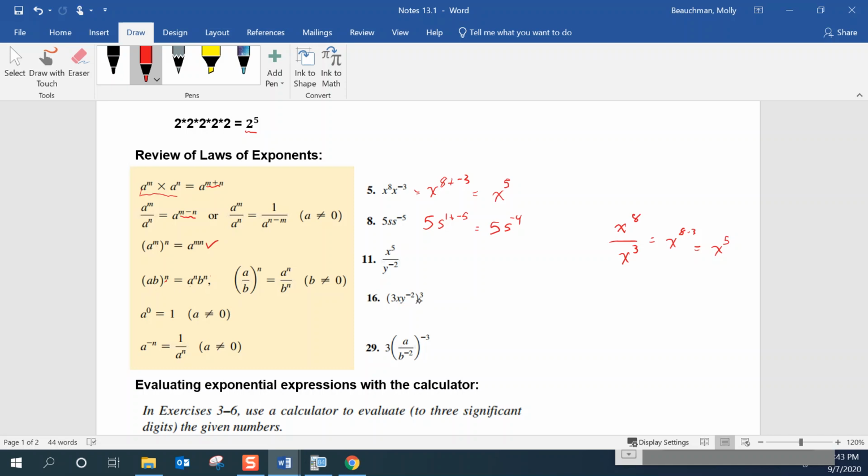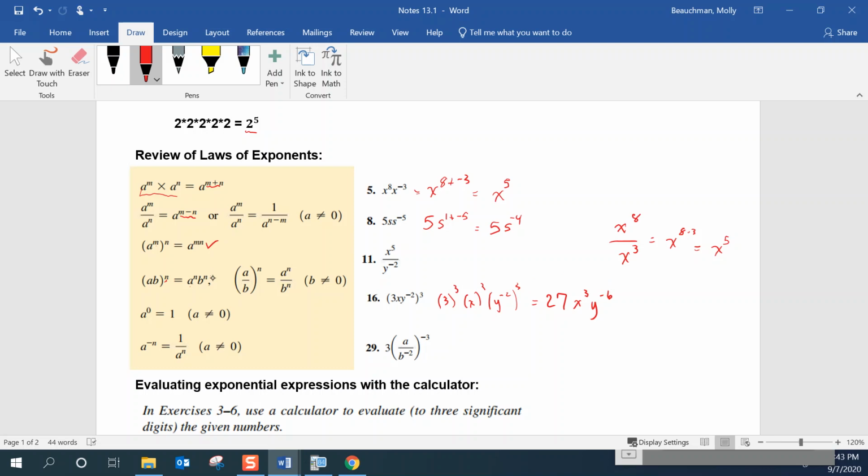So in our example over here on the right, we have something in parentheses cubed. You would take each individual term, including the numbers: you would take 3 and cube it, x and cube it, and then y to the negative 2 and cube it. We would end up with 3 cubed, which is 3 times 3 times 3, which is 27. X to the power of 1 cubed is 1 times 3, which is 3. Y to the negative 2 cubed means multiply, and we get y to the negative 6.